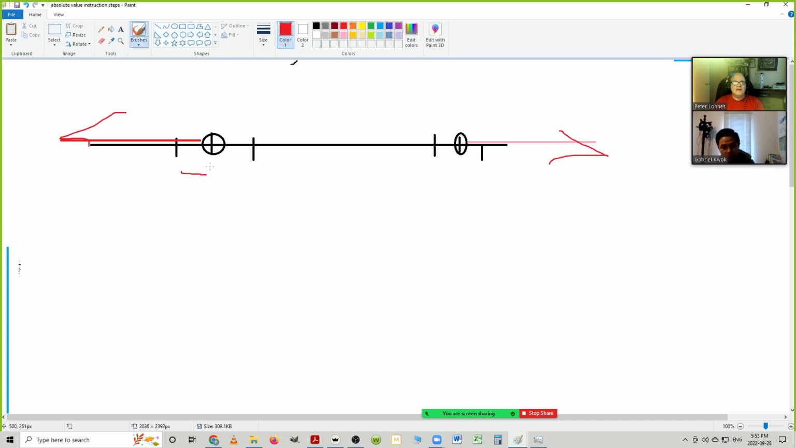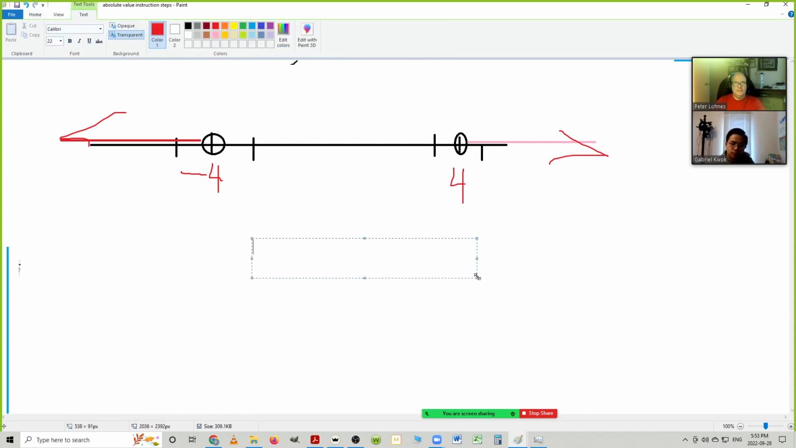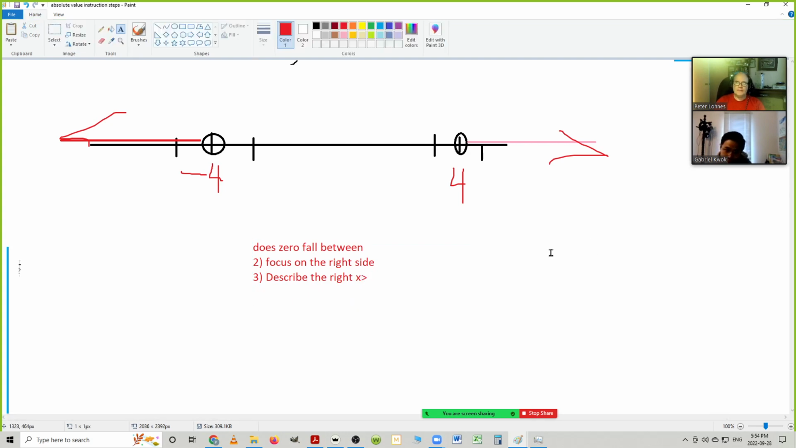I'm going to put a -4 here and a 4 here. I'm going to ask you the first question. Does 0 fall between them? Yes. Okay. Then the second thing: focus on the right side. Describe the right side using X is bigger or smaller than whatever. X is bigger than 4. Right. So we got X is bigger than 4.